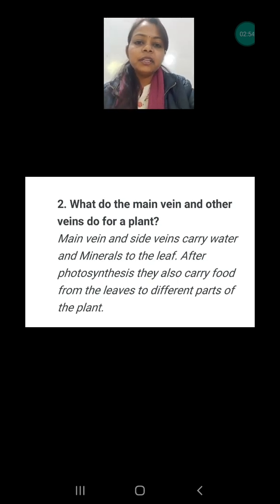So let's read this answer. Main vein and side veins carry water and minerals to the leaf. After photosynthesis, they also carry food from the leaf to the different parts of the plant. They carry water from the root, and they also carry food from the leaf to the other parts.